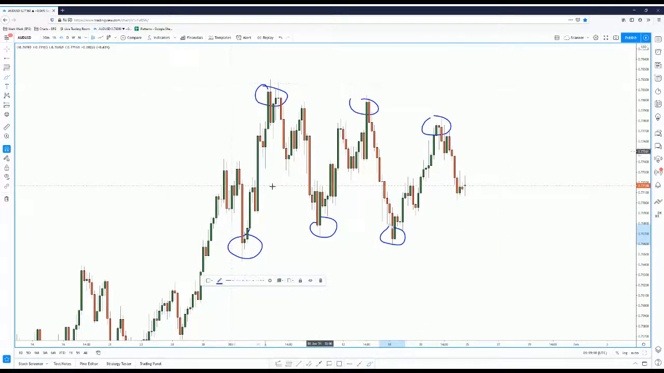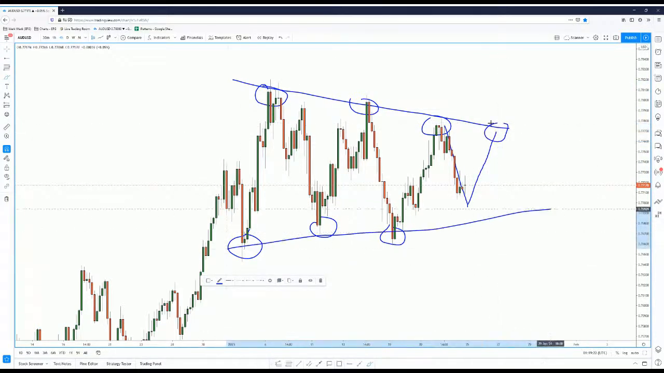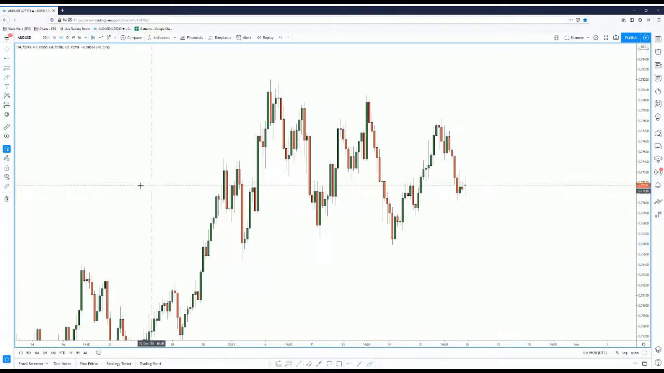But what I'm thinking price could do is, because of the lower highs, if we draw a trend line, the Aussie dollar could very well come down to here, and then push higher to make another lower high again, and we should see the Aussie dollar in some sort of a squeeze. So with that, I just want to look for any intraday opportunities.